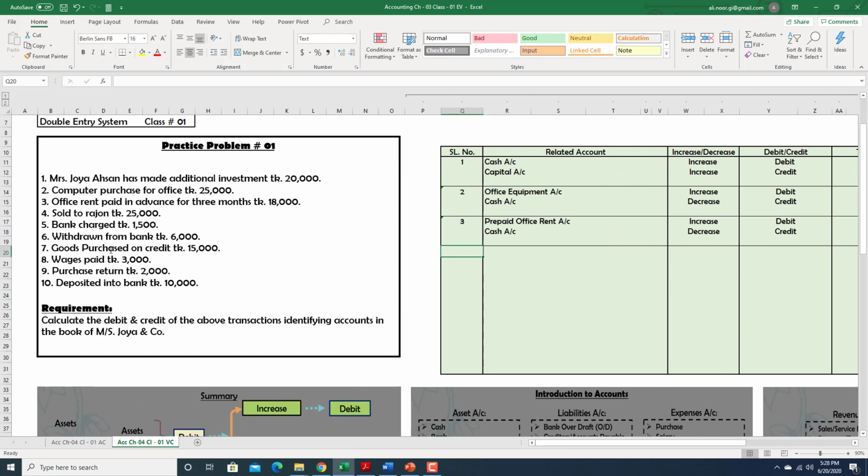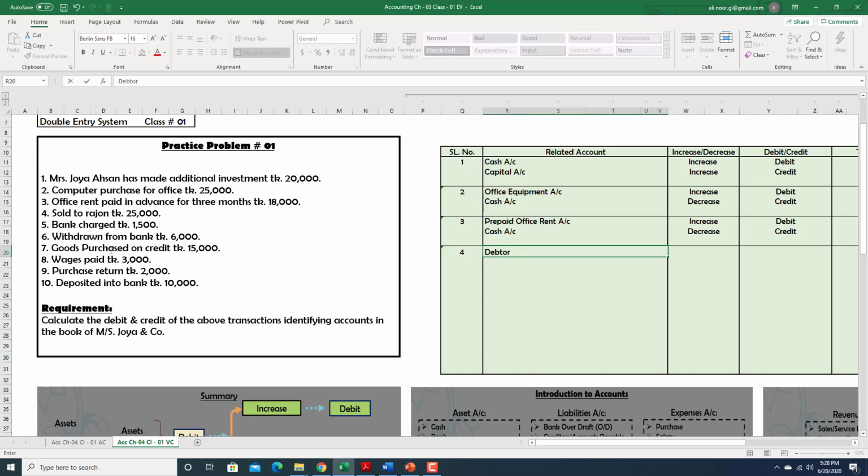Number 4, sold to Rajan, taka 25,000. Since there is no mention of cash, rather mention of a name called Rajan, we have to consider this transaction as a credit transaction. And we know from our previous class that when we sell any goods to any person on credit, we have to write debtor account. So for this transaction number 4, we have to write debtor accounts.